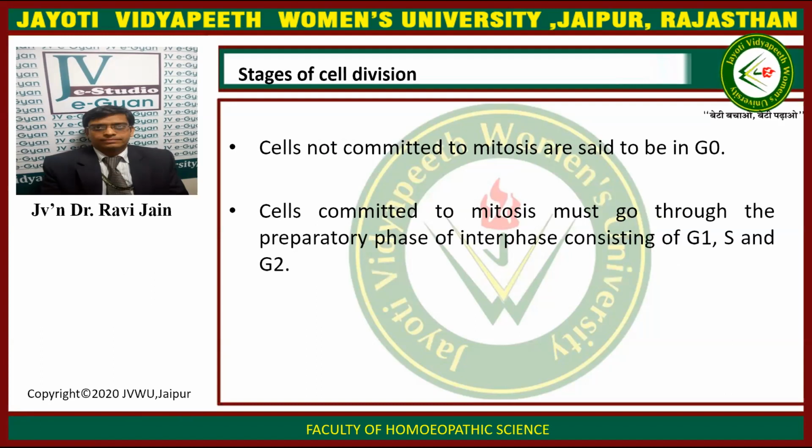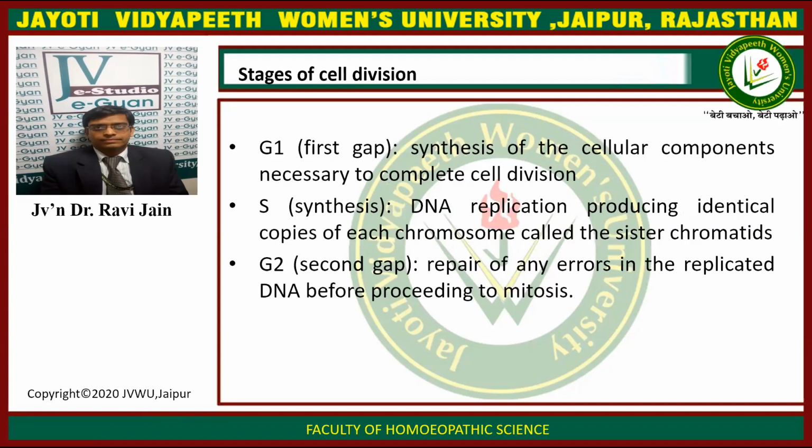Stages of cell division. The cells not committed to mitosis are said to be in the G0 stage. The cells committed to mitosis must undergo the preparatory phase of the interphase, consisting of the G1, S and G2 phases. So we have G0, G1, S and G2.